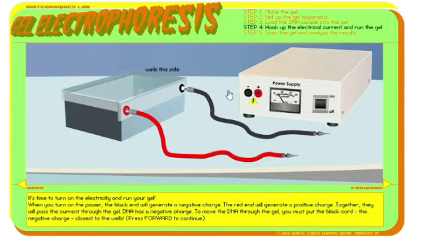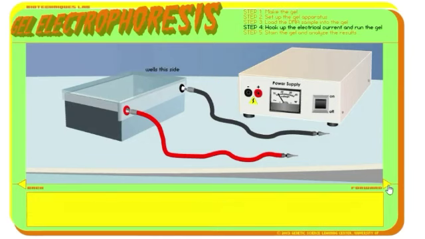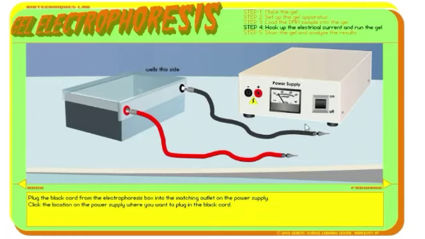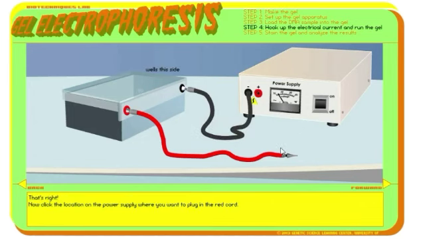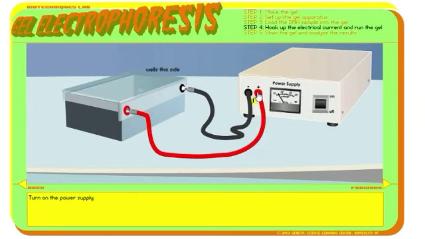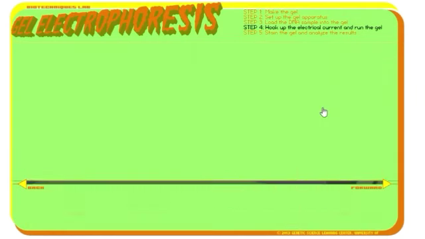Then, it's time to turn on the electricity and run our gel. When turning on, the black end will generate a negative charge. The red end will generate a positive charge. We plug the black cord from the electrophoresis box into the matching outlet of the power supply. Then, that's it. So, we have now to turn on the power supply.